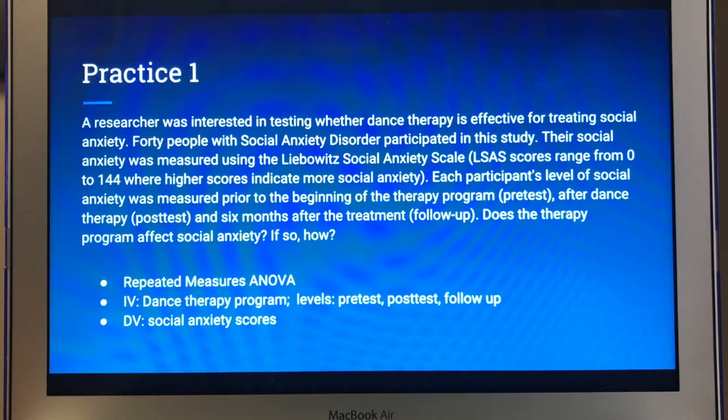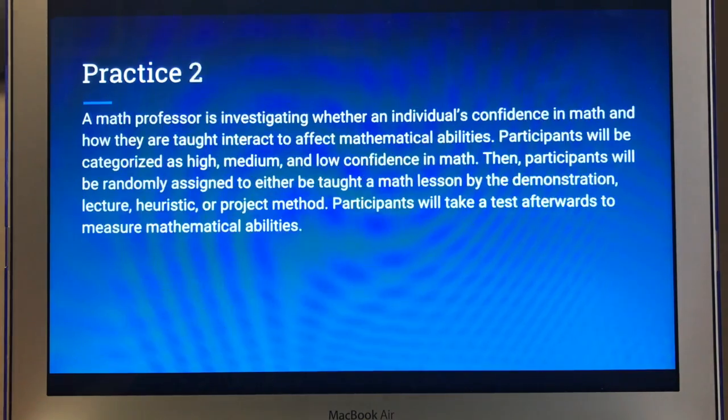And the reason why it's an ANOVA is because there are more than 2 levels of the independent variable, and it's a repeated measures because it's a within subjects design, which means all of the participants are being tested multiple times. They're being tested before the therapy program, after, and 6 months after the treatment. On to our next example.